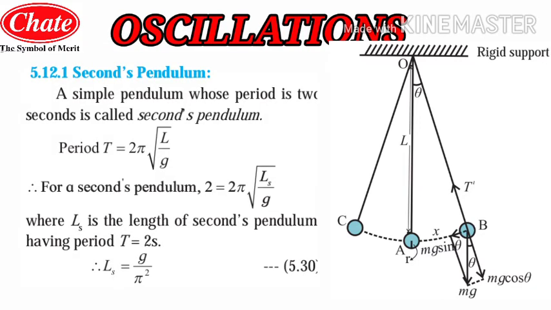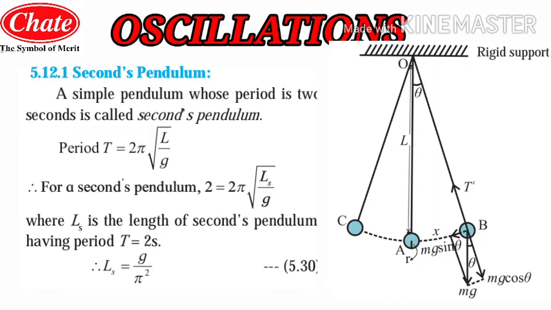Now students, we will learn about the seconds pendulum. As far as the seconds pendulum is concerned, a simple pendulum whose period is 2 seconds is called a seconds pendulum. That means a pendulum which possesses a period of 2 seconds is called a seconds pendulum.